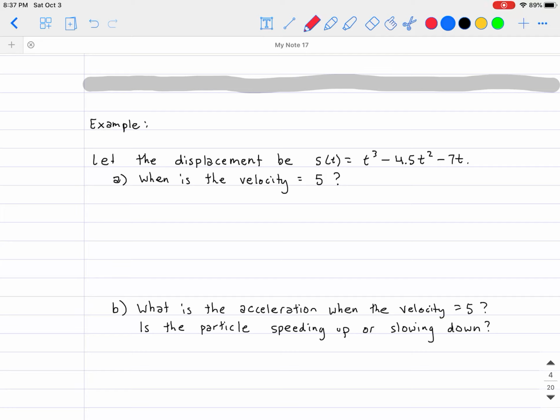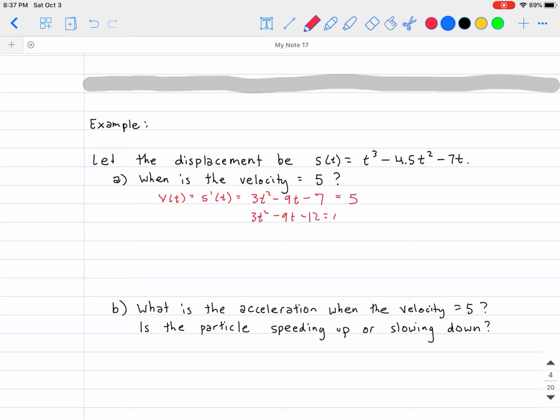Let's say that the displacement equation is defined by s of t equals t cubed minus 4.5t squared minus 7t. I want to know when the velocity is equal to 5. According to what we just said, I would like to solve for the velocity equation, which is the derivative of our displacement equation. That's easy enough: 3t squared minus 9t minus 7. All of that is set equal to 5, because I want to know at what time the velocity is equal to 5.